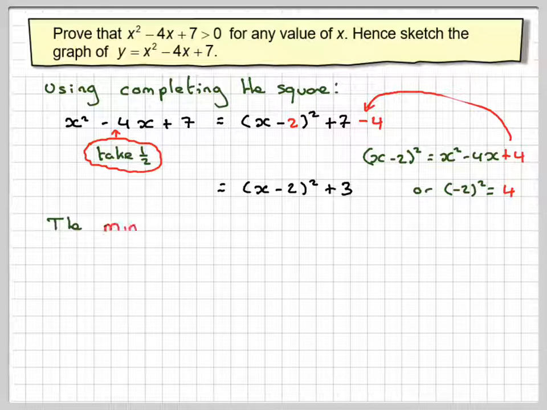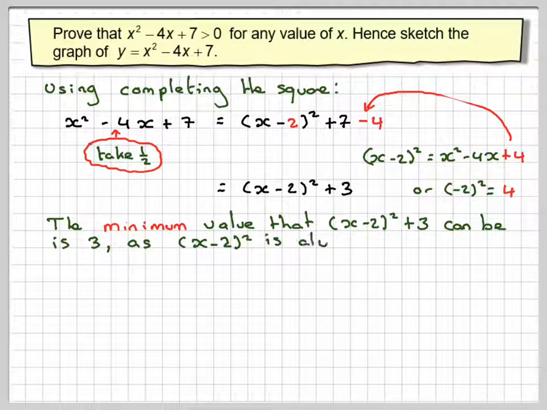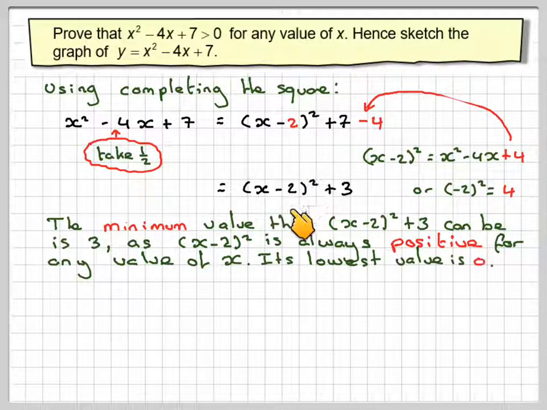Now the reason being is that (x minus 2) squared is always positive because you're squaring it, and therefore you're going to add it, you're going to make it more than 3. So as (x minus 2) squared is always positive for any value of x, its lowest value will be 0. That will happen when x is equal to 2. For any other value of x, this will be bigger than 0. Therefore, the lowest value that y can ever be is 3.